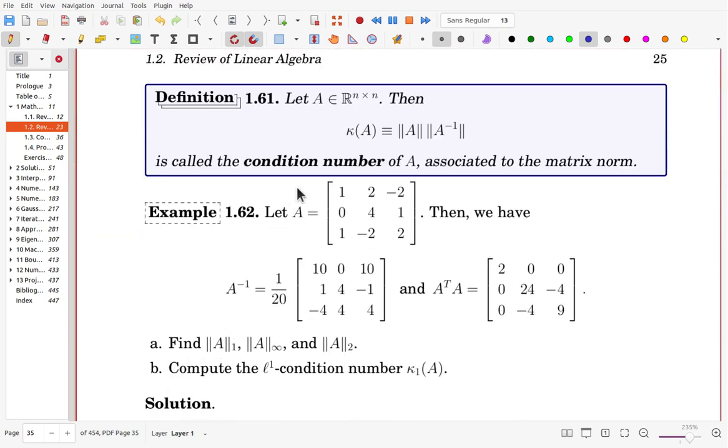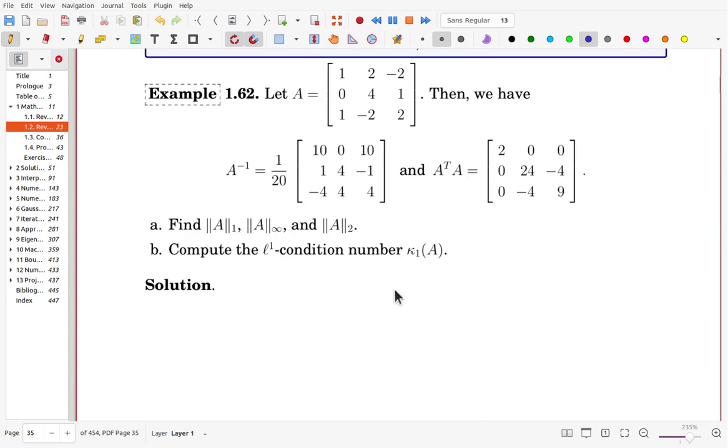The condition number of a square matrix can be defined in this way. Once it is invertible, then the A norm times the A inverse norm is the condition number. Okay, let's see this example. A is given here, then we can have here A inverse and A transpose A. Now the A1 norm, the A infinity norm, and the A2 norm. Okay, let's try to find them.